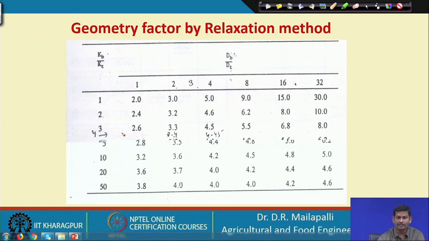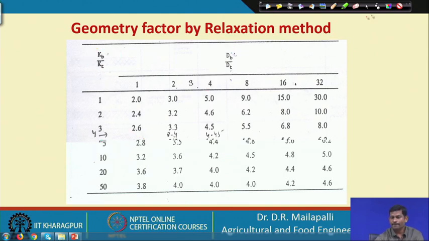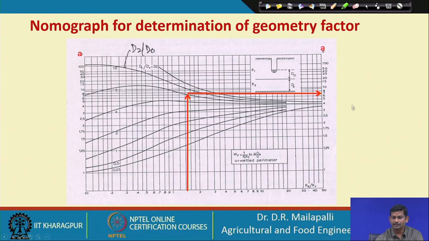Here there is a table which is called the relaxation method table. So, Kb by Kt values are here and dB by dt values are here, and the corresponding A values. For example, Kb by Kt is 10 and dB by dt is 4, and the corresponding value is 4.2. Okay. And then there is a nomograph also available.